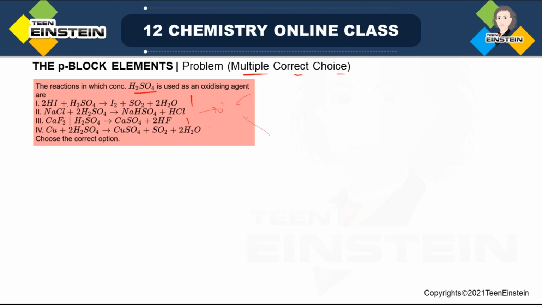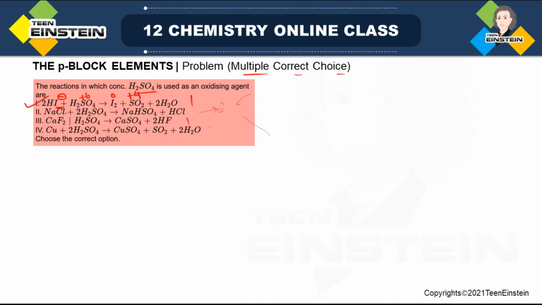The first reaction, this reaction we have just seen in the previous slide. Remember, HI, that is iodide, I minus, that is converted to I2, which is 0. So this is loss of electron, and H2SO4 itself is reduced from +6 to +4. So the first option is actually showing its oxidizing property.